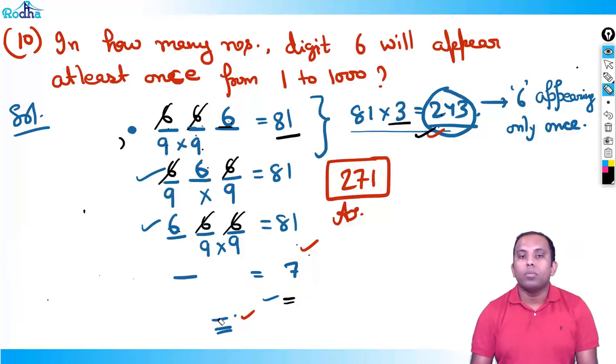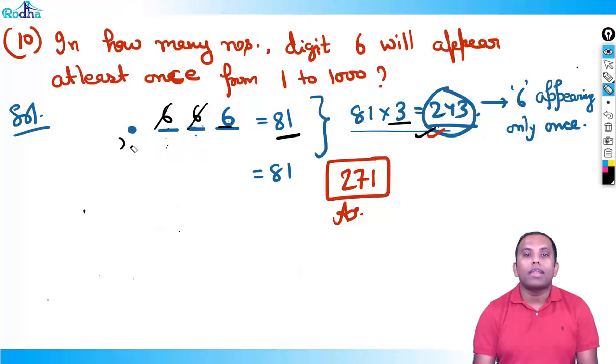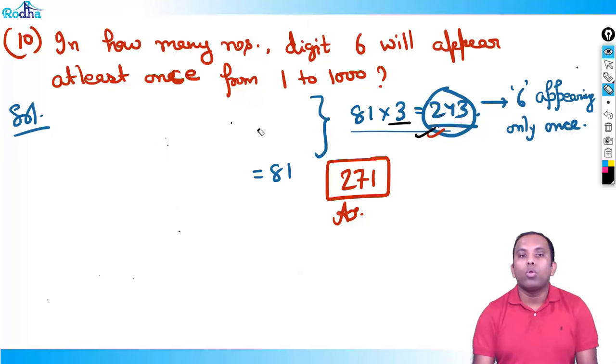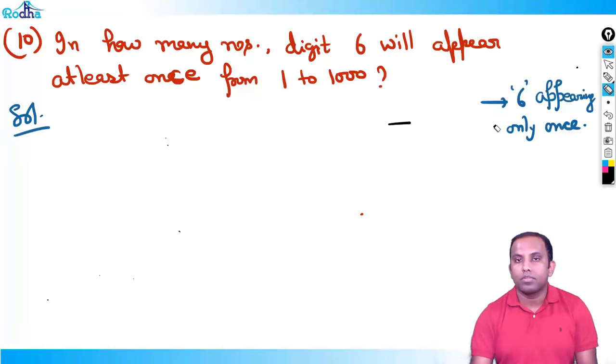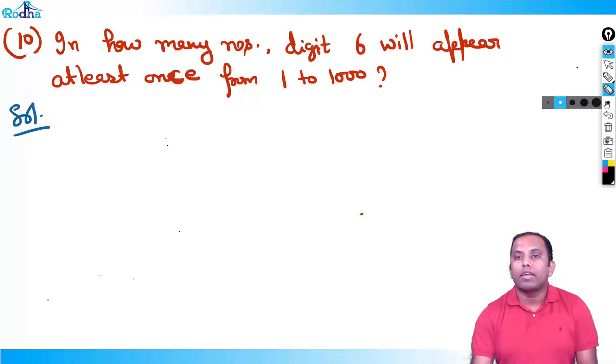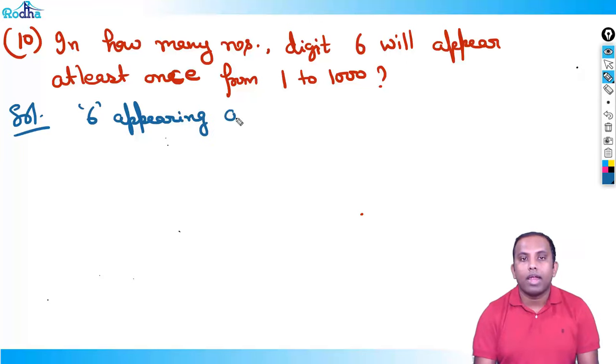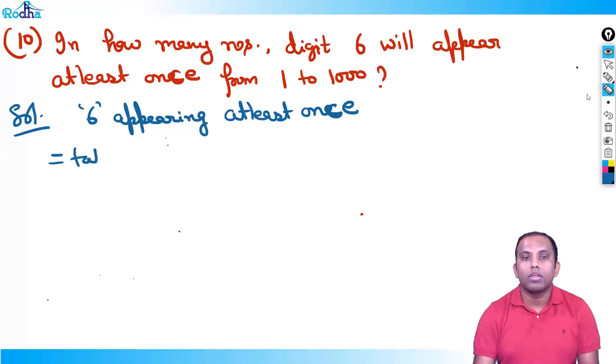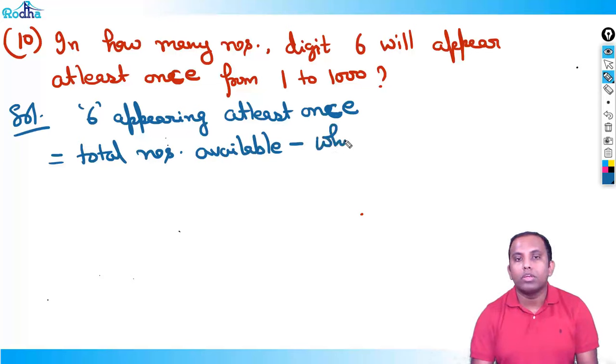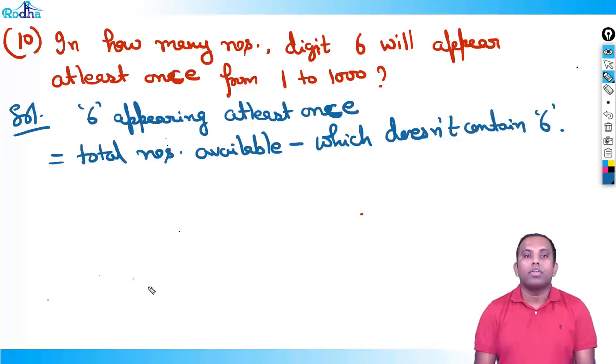Now, method 2 is what basically? You can see at least once. What does at least once mean? At least once means I can subtract from total. So 6 appearing at least once: how can we find it? Total numbers minus the numbers which don't contain a 6. So total numbers available minus the numbers which don't contain a 6. Very important thing: total numbers available.